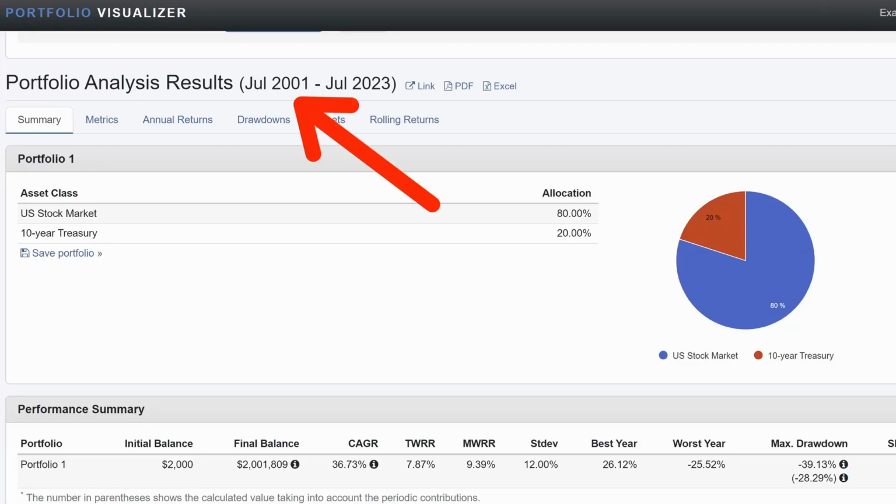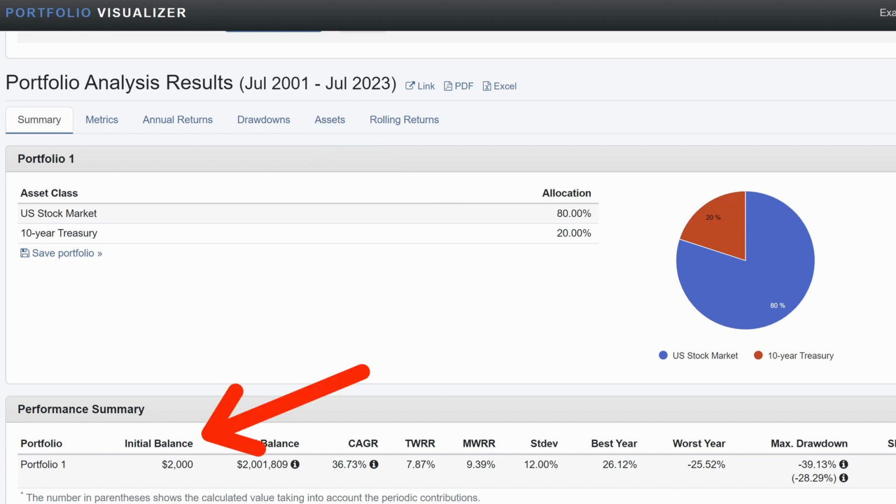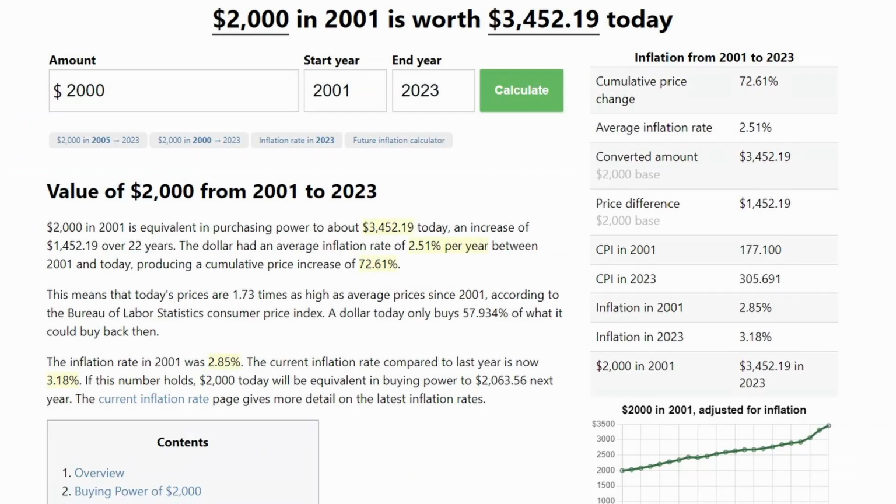Between the years of 2001 and 2023, they would need to invest $2,000 per month starting in 2001. And $2,000 in 2001 is equal to $3,452 in today's dollars. Now things are going to get really interesting.